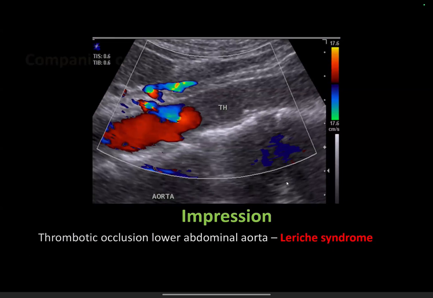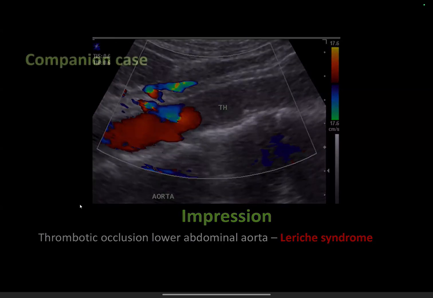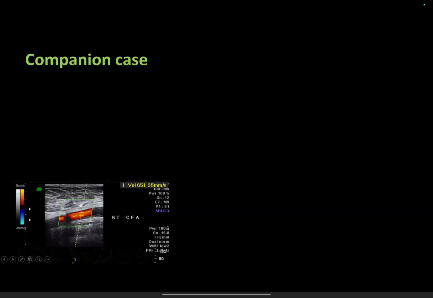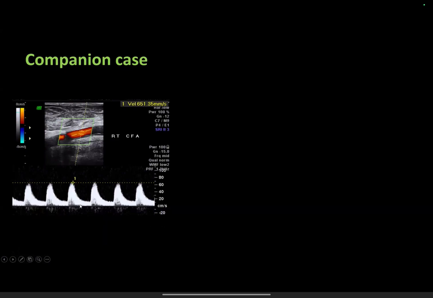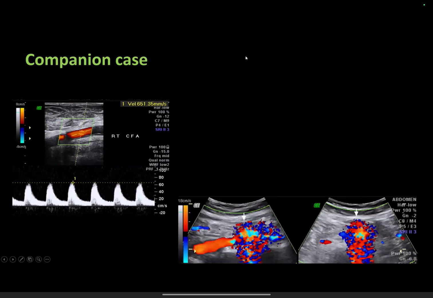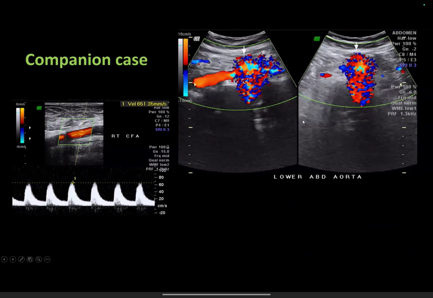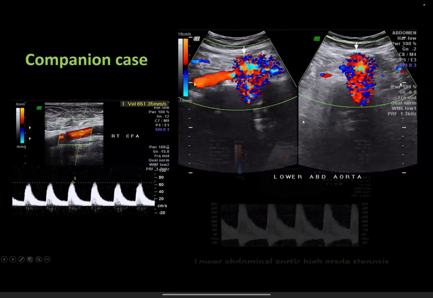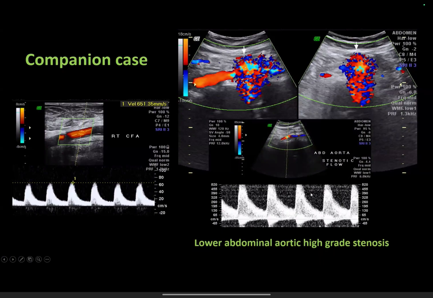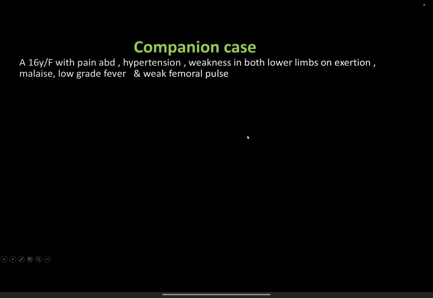Again, another companion case. Low altered spectrum in the femoral artery suggests some proximal pathology. Again, aorta was scanned. There is massive color bruit. The color settings were optimized, and there was a high-grade stenotic lesion with high velocities in the aorta. Rest of the limb was normal. So it was lower abdominal aortic high-grade stenosis. Again, a very good case for abdominal angioplasty and stenting.